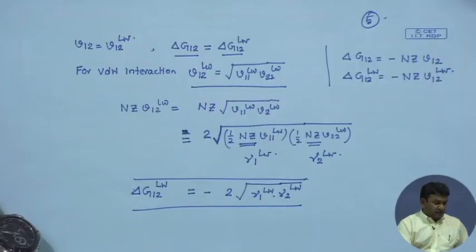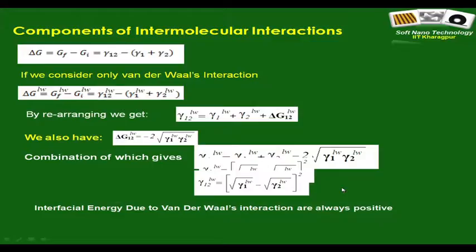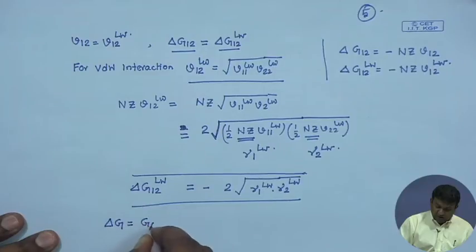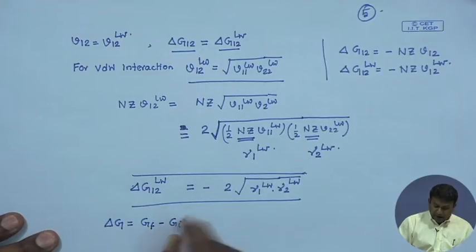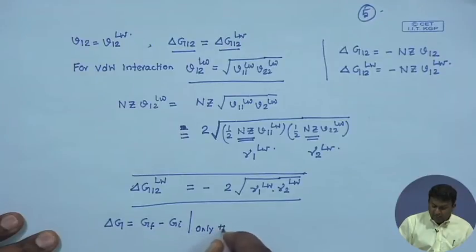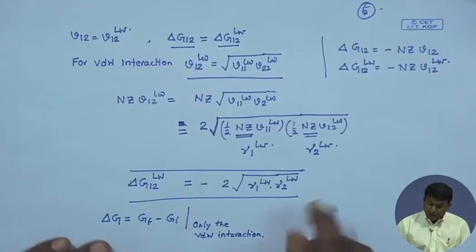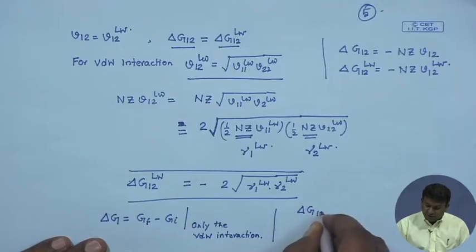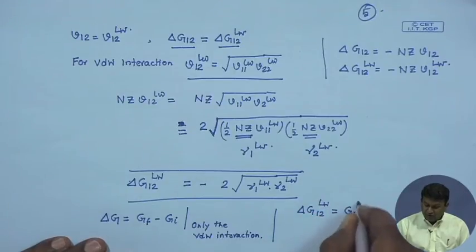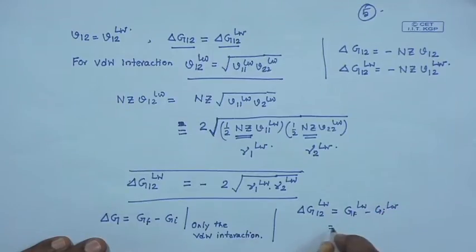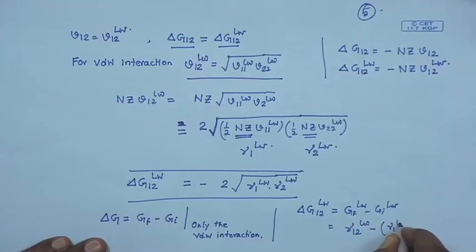It is a pretty simple derivation, but it is quite interesting in the sense that now if we reconsider the expression of delta G, which is delta Gf minus Gi, and we are considering only the van der Waals interaction, then what we get is delta G1 2 LW equal to Gf LW, and which turns out to be gamma 1 2 LW minus gamma 1 plus gamma 2 LW.